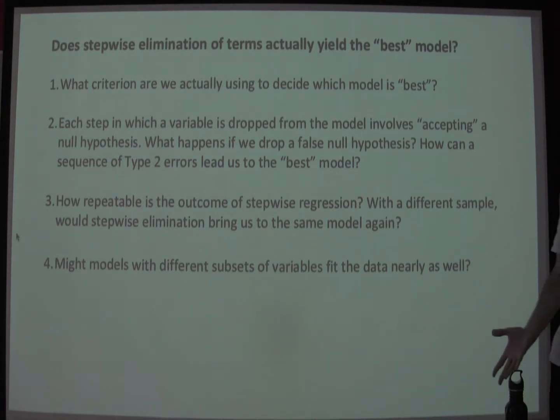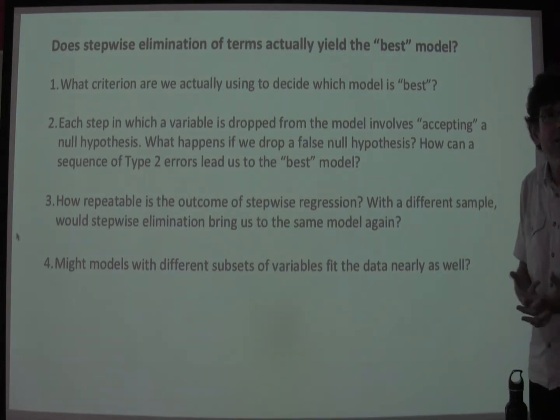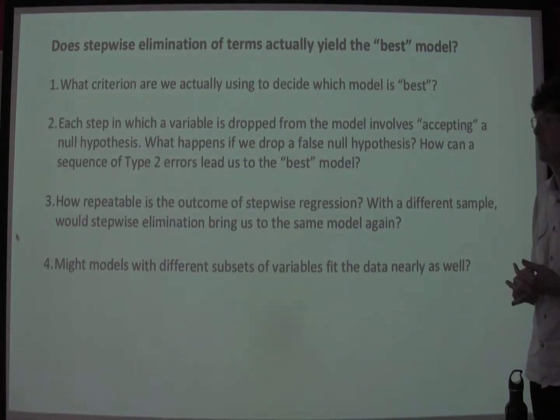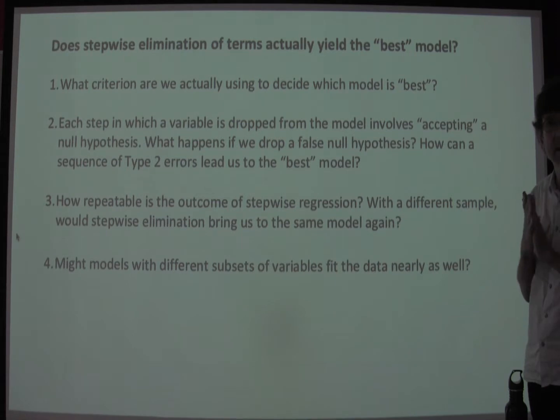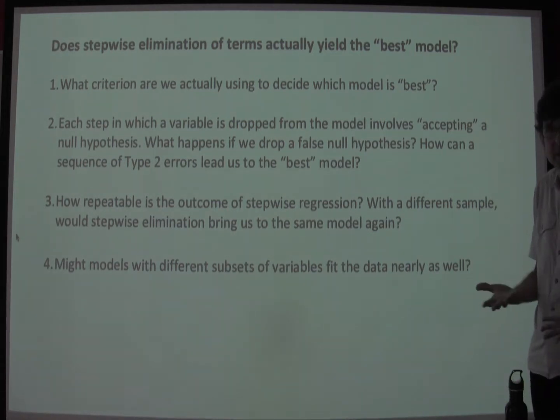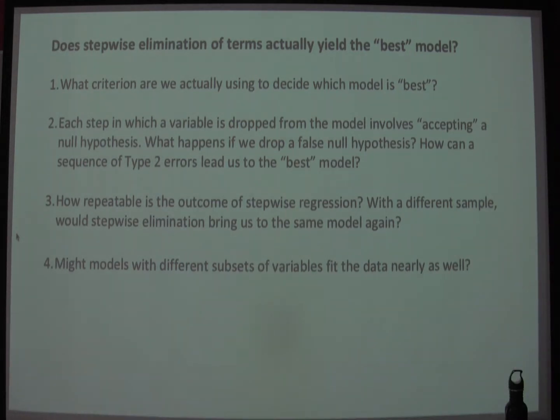What does the minimum adequate model do for us then, when we know that the chance of making a mistake is high, particularly when there are lots of variables? In what sense do we end up with the best model?